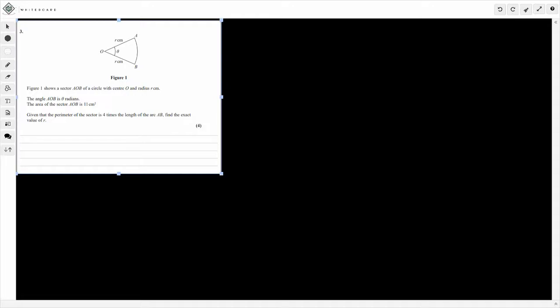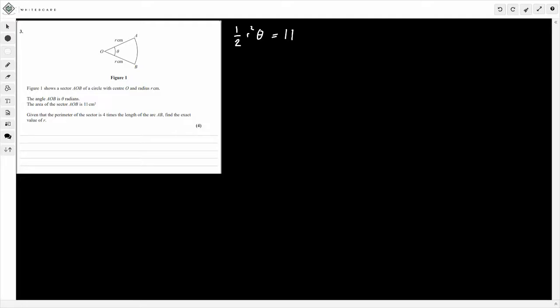So we have to take a step-by-step approach. Let's use some of the information that we've been given so far. Straight away, we know the area of the sector AOB is 11 centimetres squared. So we're in radians here. So we know the area is half times theta times r squared, so half r squared theta, and this is equal to 11. So that's the first bit of information we know.